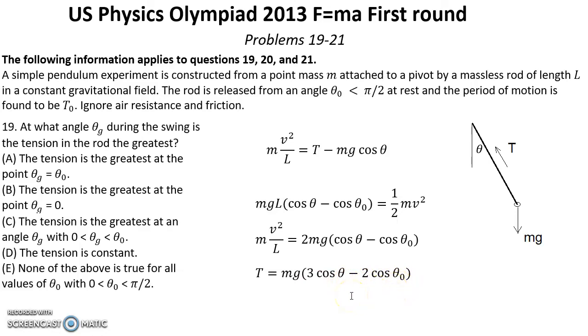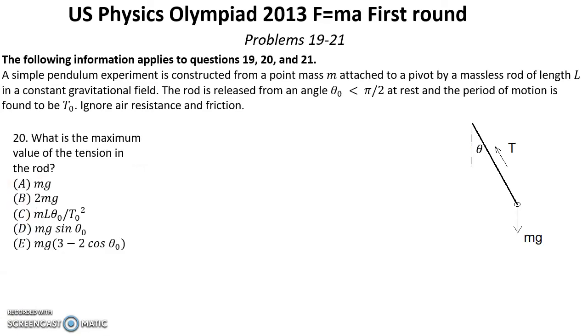And this function has a maximum when cosine theta equals 1, which is for theta equal to 0 degrees. That's answer B. Question 20. What is the maximum value of the tension in the rod? We just answered this question in the previous one, 19. That was from this formula, and if cosine theta equals 1, we have tension equal to mg multiplied by 3 minus 2 cosine theta 0, which is answer E.